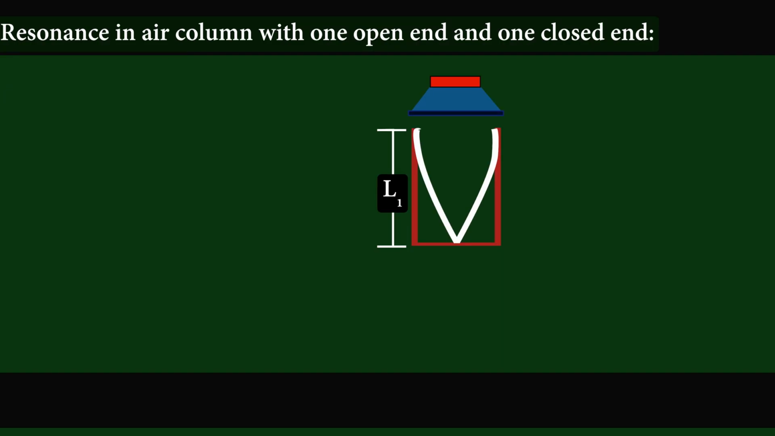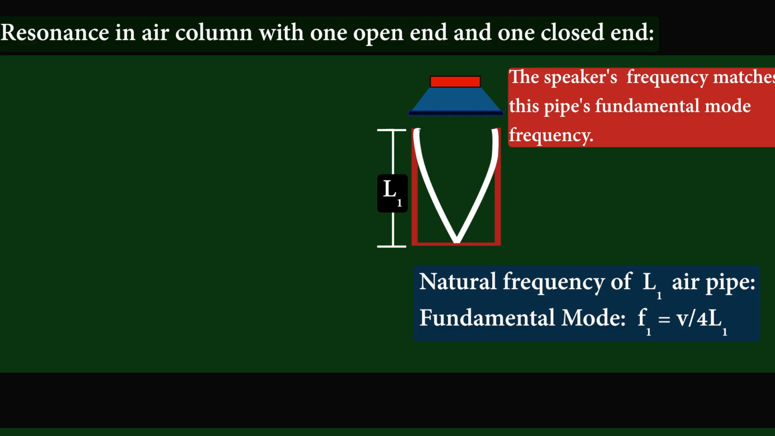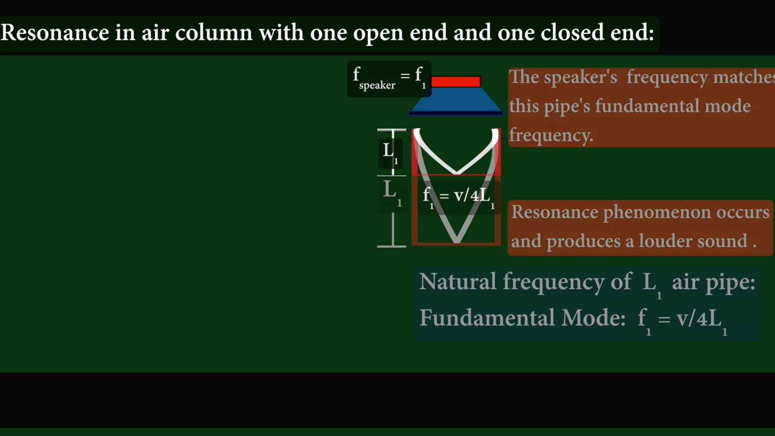The first air column that causes a resonance phenomenon and produces a louder sound than normal will be the pipe with the shortest length, L1. The speaker's sound frequency matches this pipe's fundamental mode frequency. Thus, the sound frequency from the speaker is F1, which is equal to V by 4L1. Note that in the first figure, it is obvious that L1 equals lambda by 4.